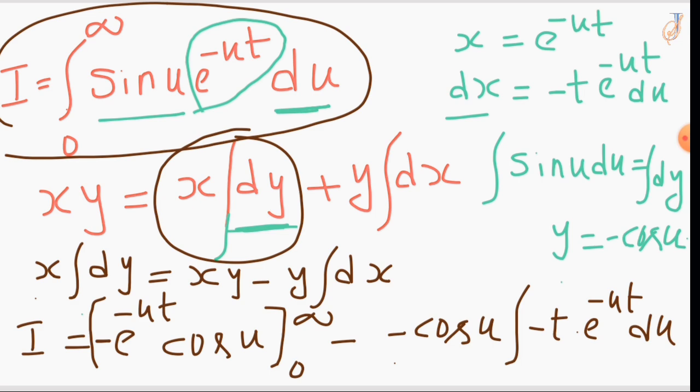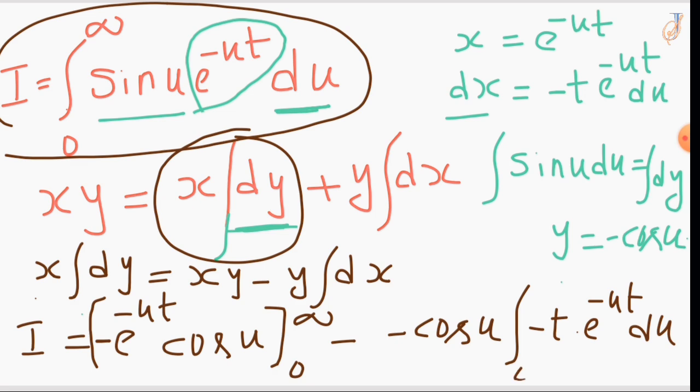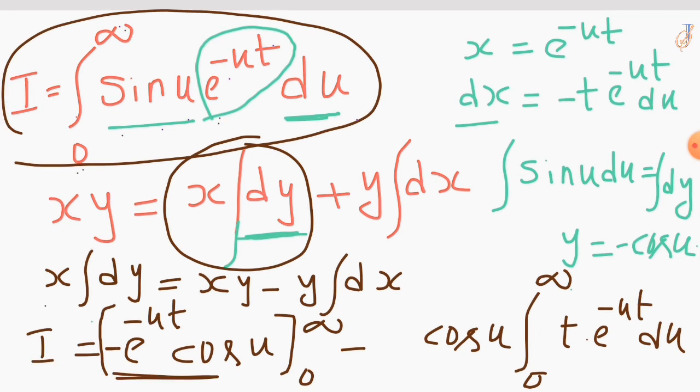Still you need to do this part because we have an integral here, we have not done this, that's why the limits are 0 to infinity. And observe this, minus times minus is plus, and again we have a minus here, so overall it comes out minus only. Here t is a constant, so let's take t to the front, so then you will get t times cos u integral 0 to infinity e power minus ut du.